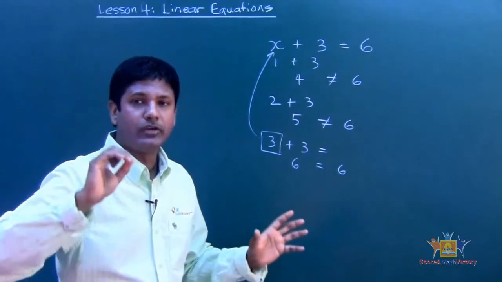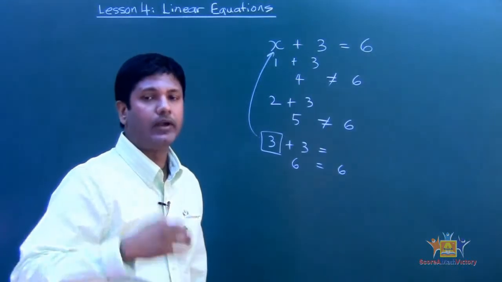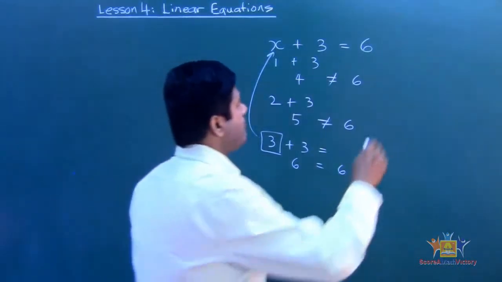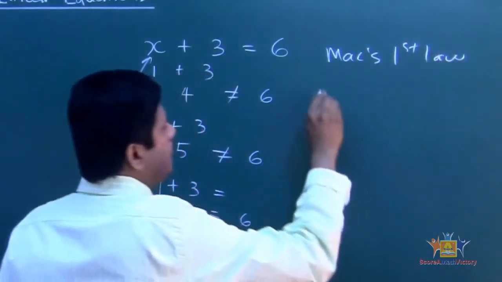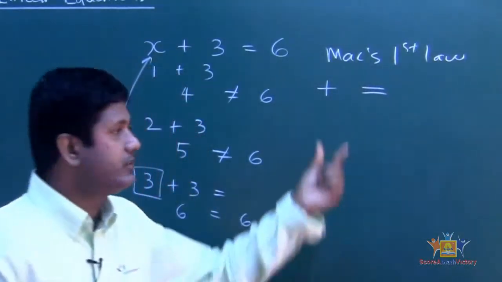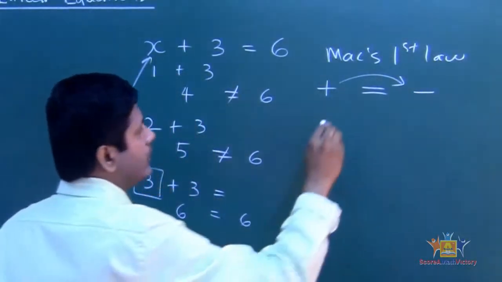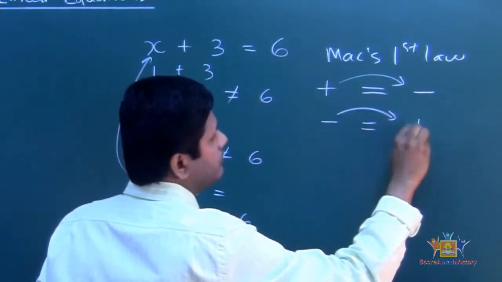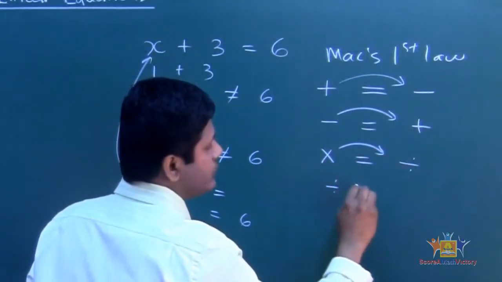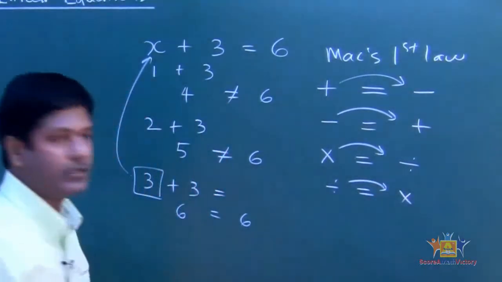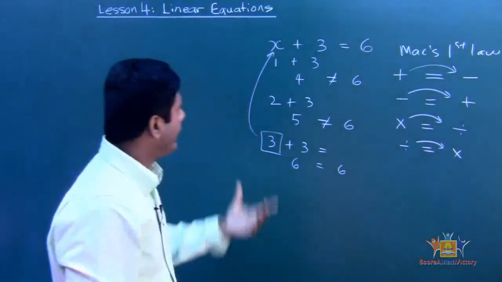That's why Mr. Mac is going to introduce you to Mac's first law. We learned about Mac's second law, now let's go to Mac's first law. It says this equal sign I want you to see as a bridge. Plus cross the bridge becomes minus. Minus cross the bridge becomes plus. Multiplication cross the bridge becomes division. Division cross the bridge becomes multiplication. I want you to memorize this because we're going to use this a lot, over and over in this whole lesson.